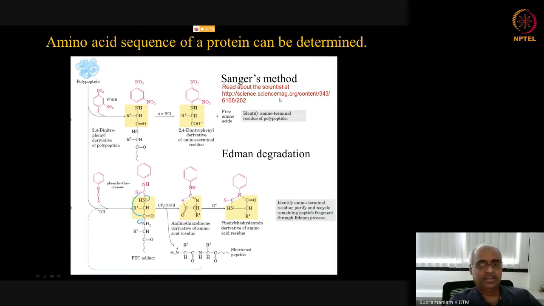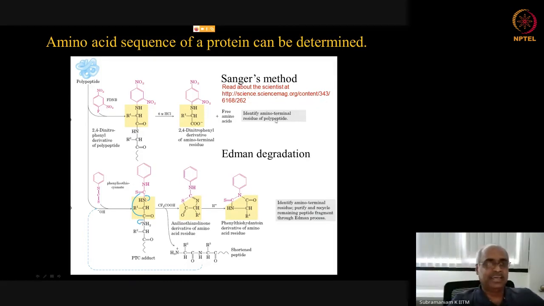So this will appear here and there when I describe certain specific discoveries pertaining to a certain scientist who contributed immensely to the field of biology. Okay, so Sanger is one such scientist. So please, when you have time, go to this website and read about Sanger.